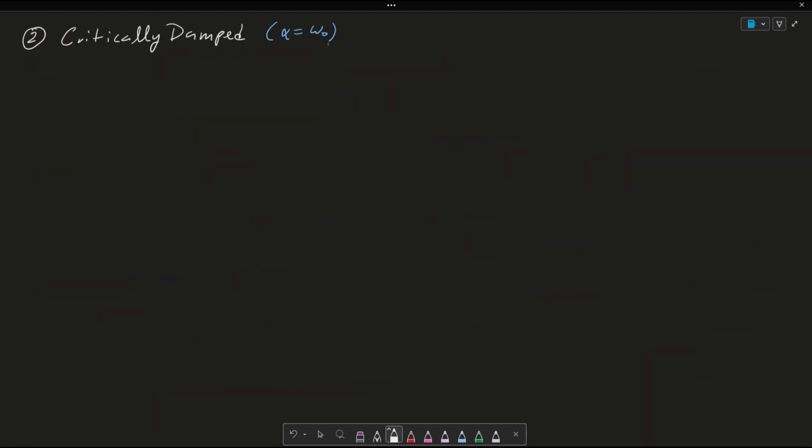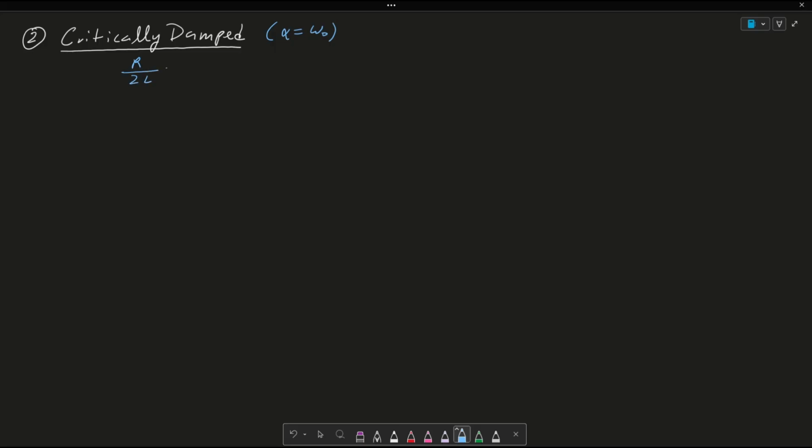So now the second case, which is the most important case, is the critically damped. And we say that alpha is equal to omega naught for its criterion, where alpha in this case again is R over 2L, which is equated to 1 over the square root of LC. So then we say that the square root of LC has to equate to 2L over R, where again, my critical capacitance is equated to 4L over R squared in this case.